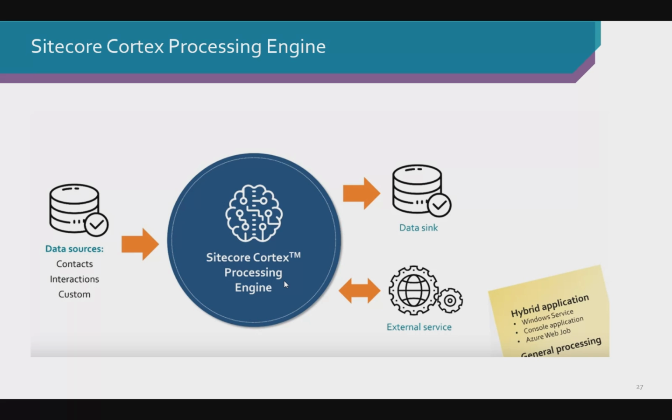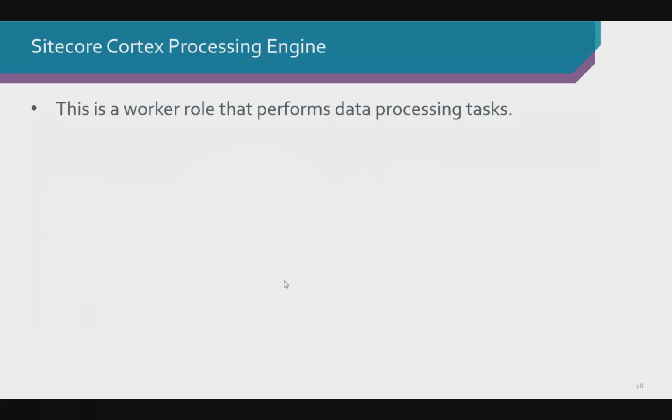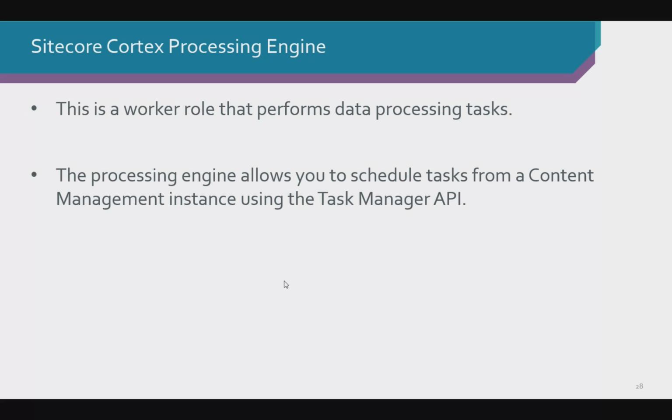So this Sitecore Cortex Processing Engine could be a Windows server, it could be a console application if you're running it locally, or in terms of Azure, it could be an Azure Web Job as well, which becomes scalable. So processing engine is a worker role that performs data processing tasks. The processing engine allows you to schedule tasks from content management instance using Task Manager API.